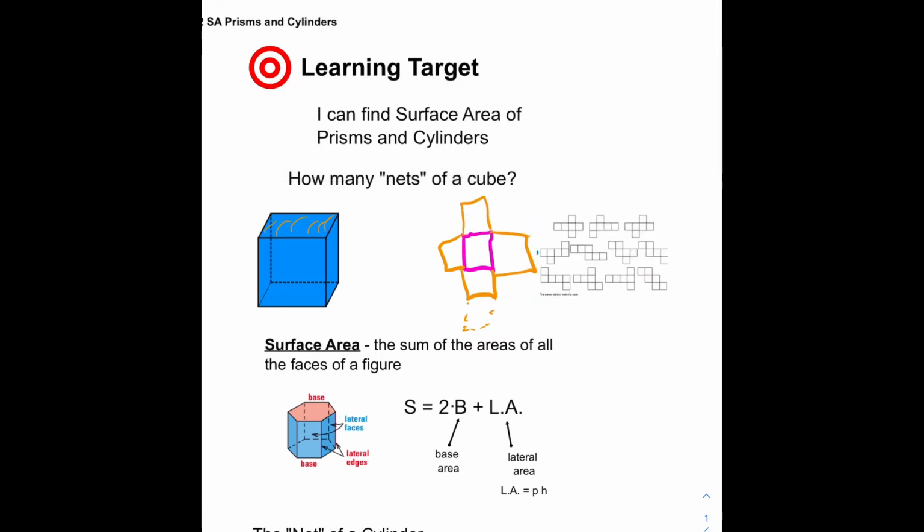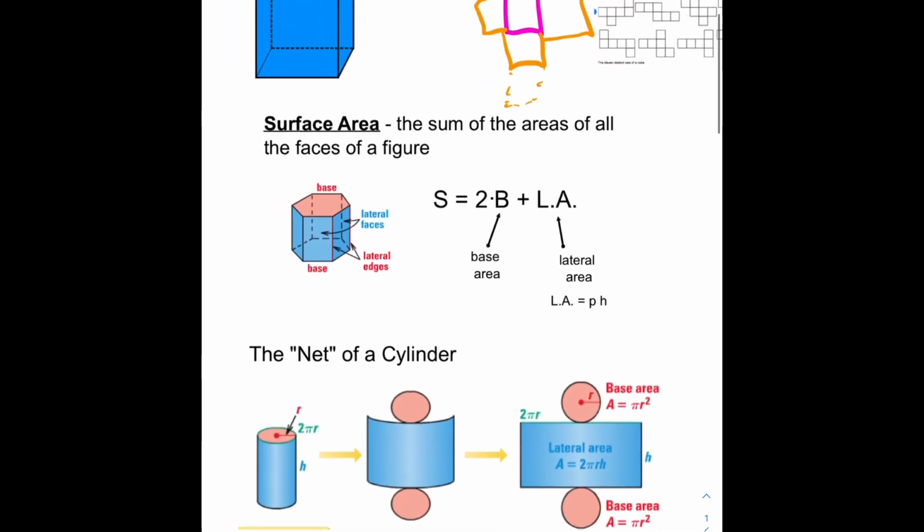There. Sweet. The sum of the areas of all the faces of a figure gives you the surface area. So again, this would be, let's see here, 1, 2, 3. This is a hexagonal prism. And so what I'd have to do is find the area of one of these sides, these lateral faces, and then I would have to find the area of the two bases, and then I would add them together.